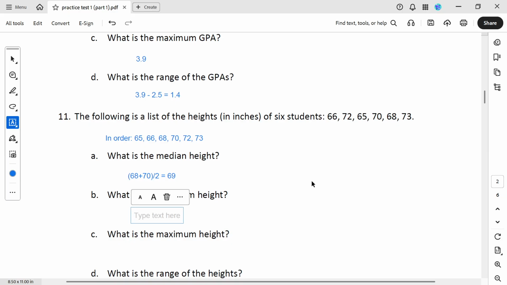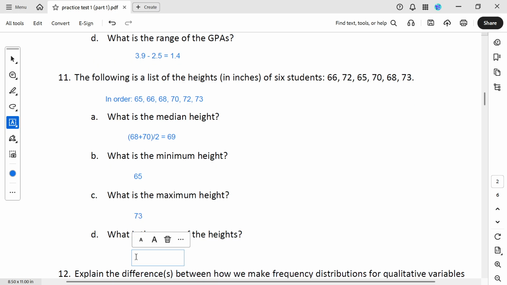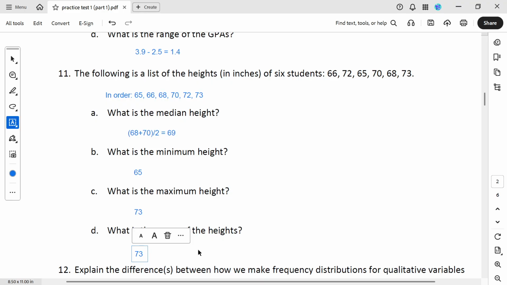All right, so the minimum height is 65, the maximum height is 73, and of course that gives you the range. 73 minus 65 is 8.